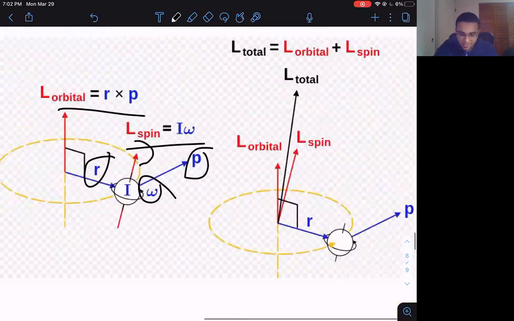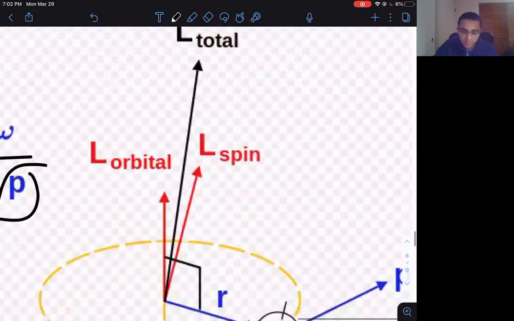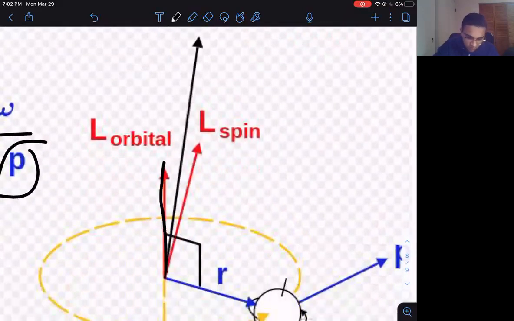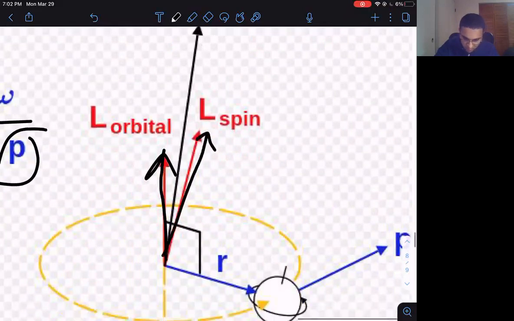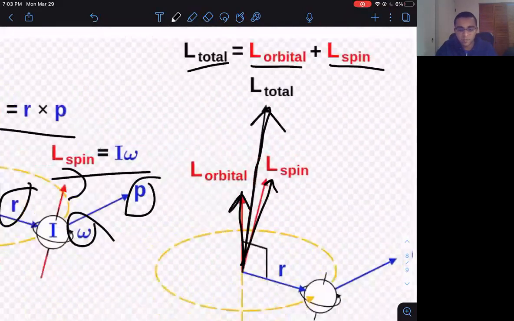All right. Let's continue. So total angular momentum is orbital angular momentum plus spin angular momentum. You can have a vector addition right here. Here's orbital, here's spin, and then here we add them to get the total angular momentum using vector addition principles.